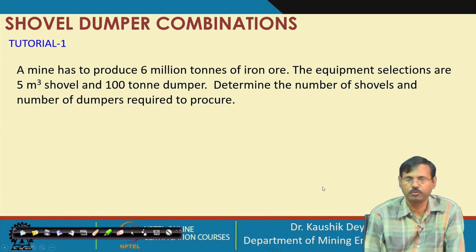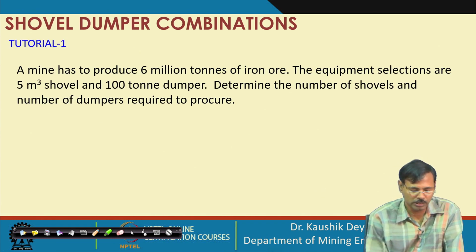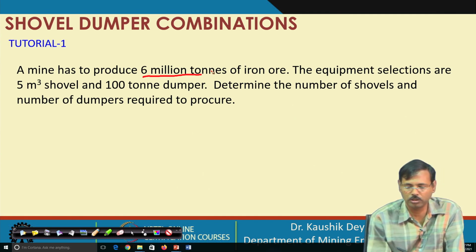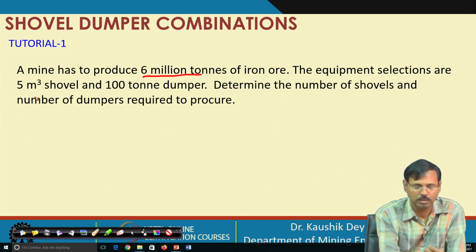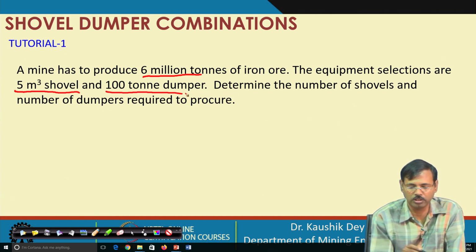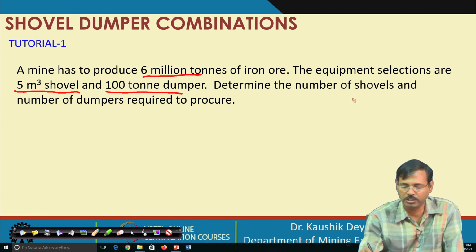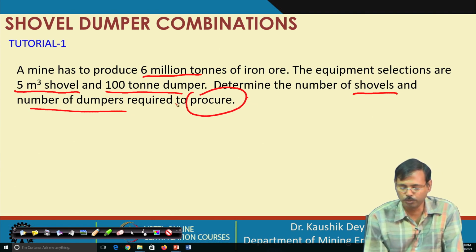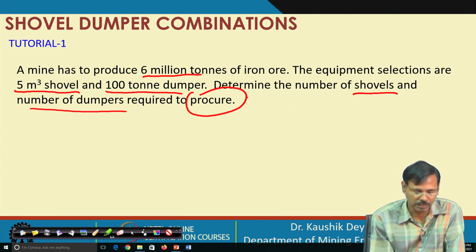So, now let us solve one tutorial. In this tutorial, we are considering a mine that has to produce 6 million tons of iron ore, and we have to find out the number of equipment. If we are using a 5 meter cube shovel and 100 ton capacity dumper, find out the number of shovels required and number of dumpers required to produce 6 million tons. So, we need to purchase these dumpers, and we have to assume all other data.